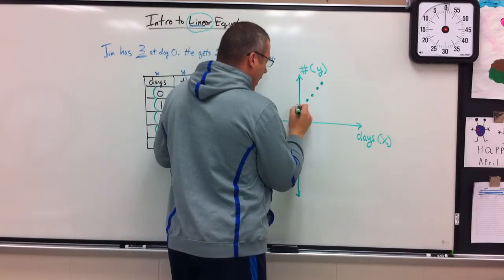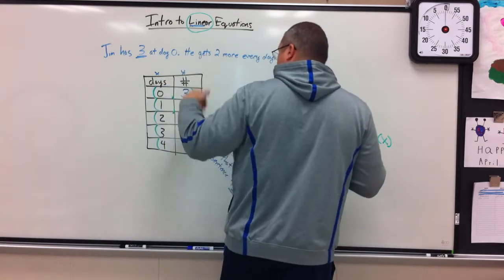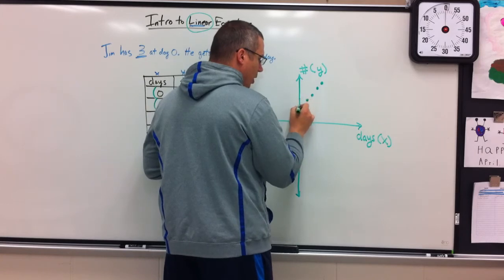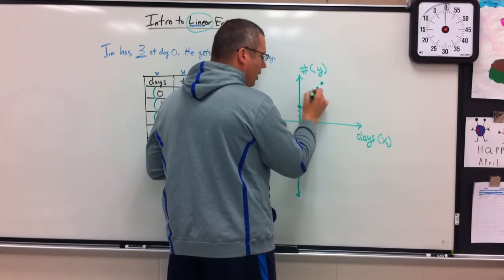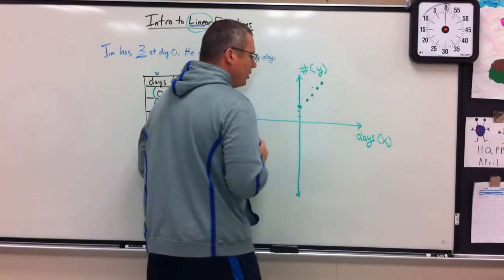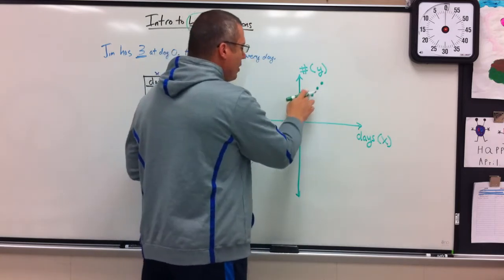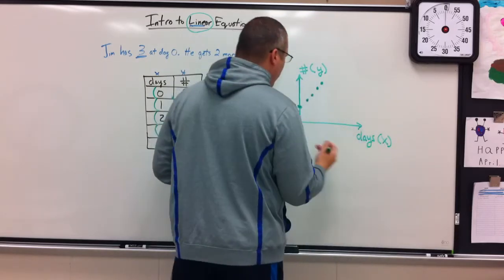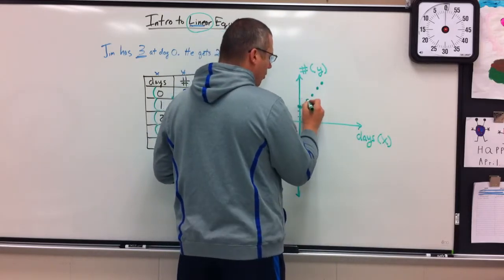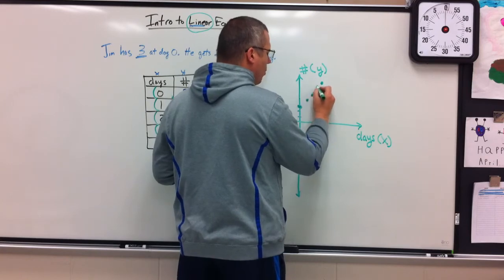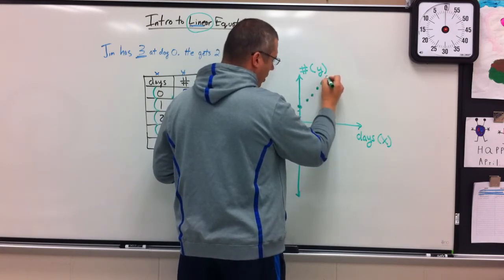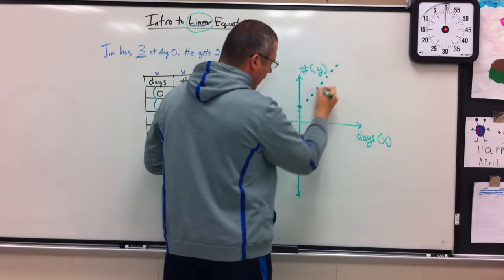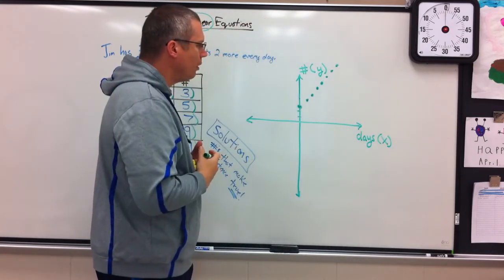So let's take a look at my pattern. In the y direction, I went up 2 every time. So I went up 2, and I bumped over 1. Up 2, over 1, up 2, over 1, up 2, over 1. Now I can continue this pattern. Even though my table stops at 4, I could keep going. Follow my pattern. Up 2, over 1, and keep repeating. And you'll get a line to form.